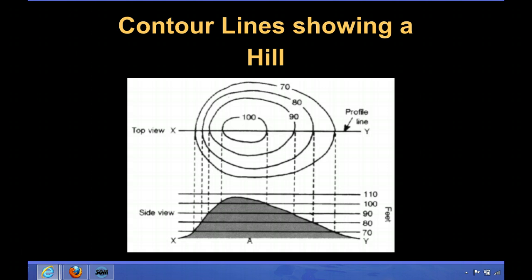This diagram shows how a contour line plots out the shape of a hill. So on the bottom we have the side view of the hill, where you see that this side of the hill is slightly steeper and then it gently slopes down to the other side. Well, this is indicated by the top view, or the contour lines. If you notice, the circles are closer together on this side, spread out a little bit on this side, just like the slope is. And this center circle represents the top portion of the hill.